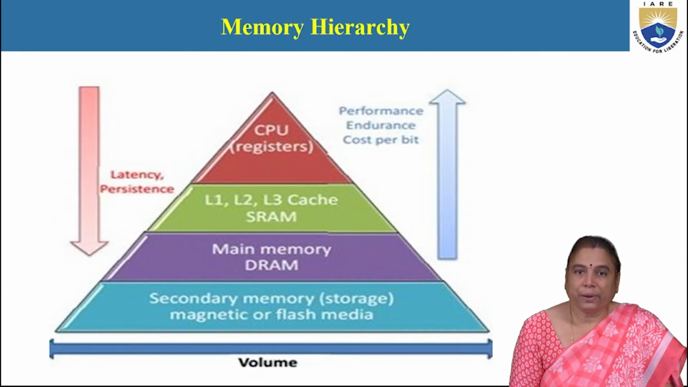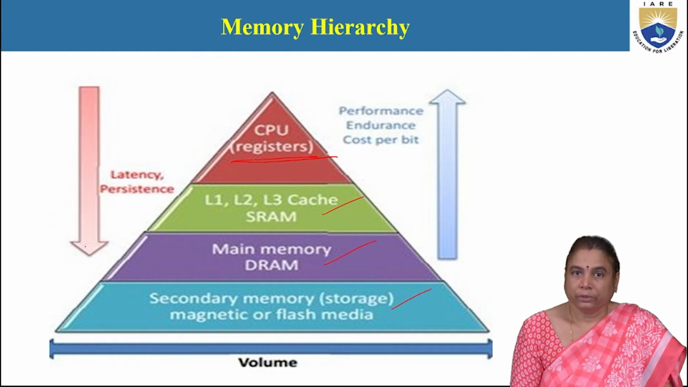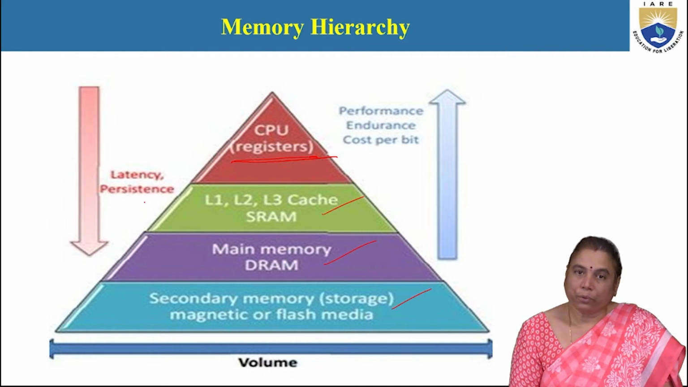So the first high-speed devices are the CPU registers with a small capacity. And the L1, L2, L3 cache systems are the next high-speed devices, then DRAM devices, then secondary storage devices. The storage capacity increases while traversing from top to bottom. But the cost per bit increases while traversing from bottom to top. And the access time is high while traversing from bottom to top.